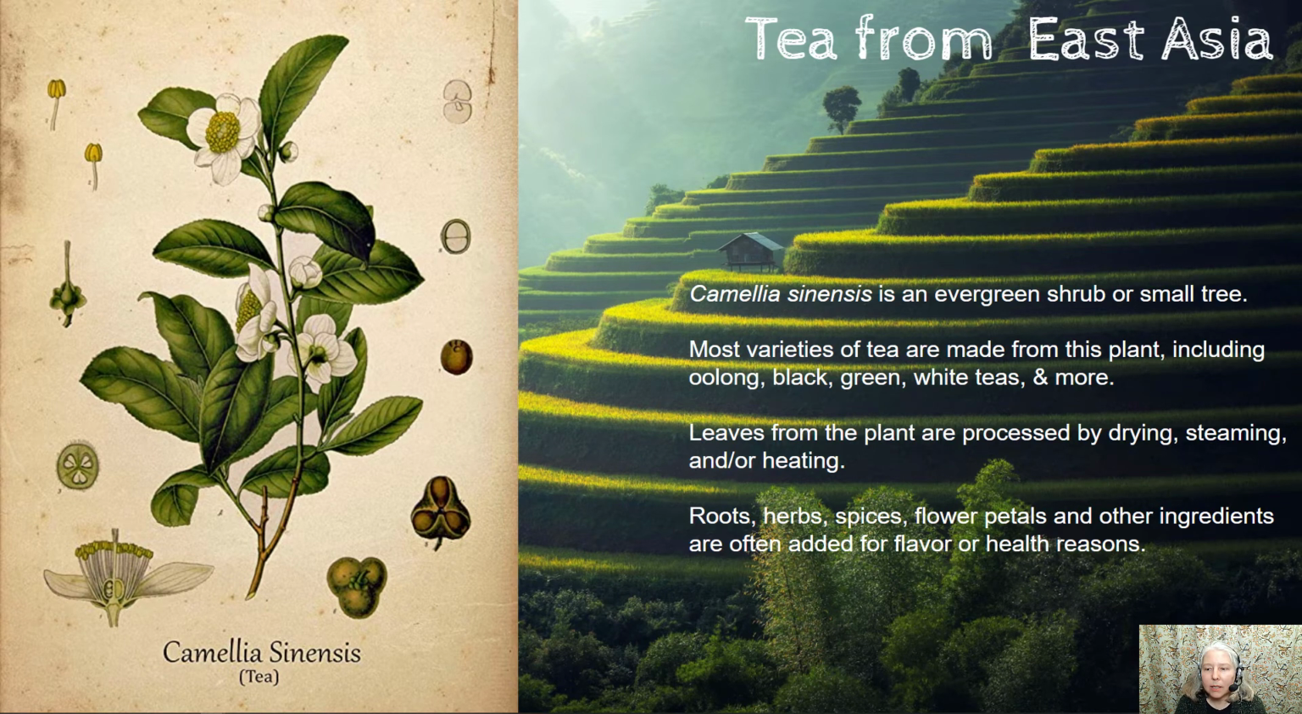Leaves from the plant are processed by drying, steaming, and/or heating. Roots, herbs, spices, flower petals, and other ingredients are often added for flavor or health reasons.